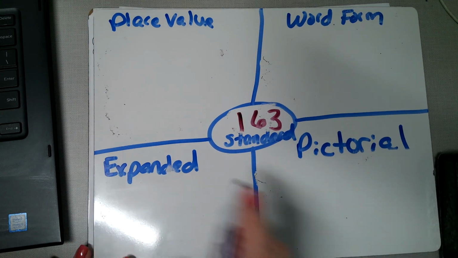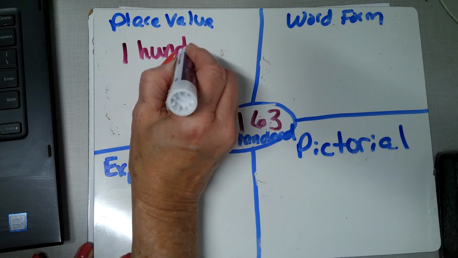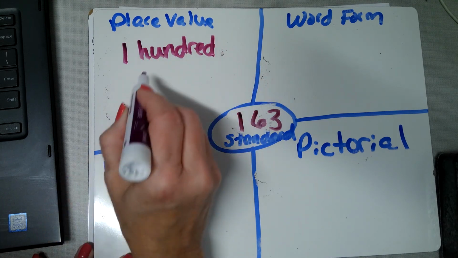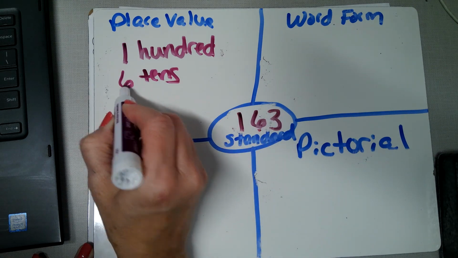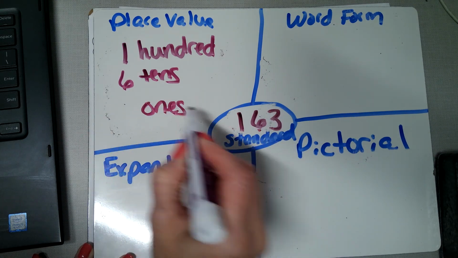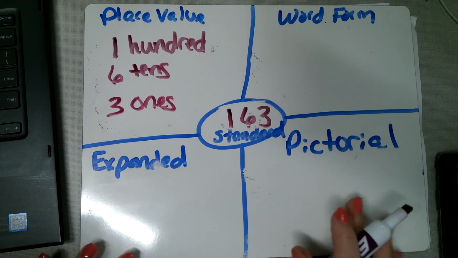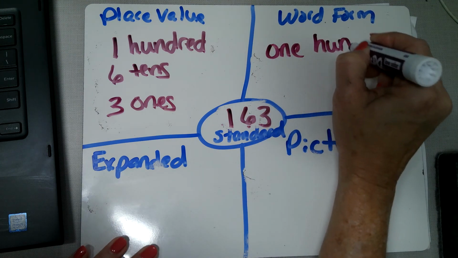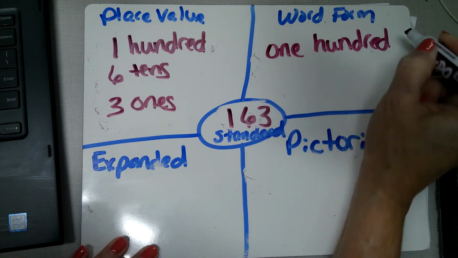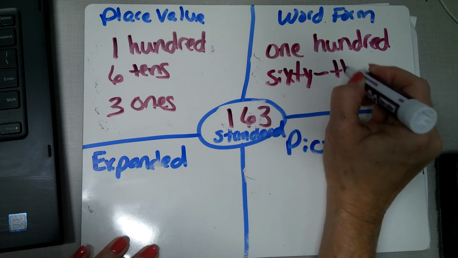Let's think about its place value. I have 100. How many tens do I have there? Well, in its tens place, I have 6 tens. And then how many ones do I have there? 3 ones. Then if I write it in word form, I write one hundred. Remember, there's no "and." Sixty-three.